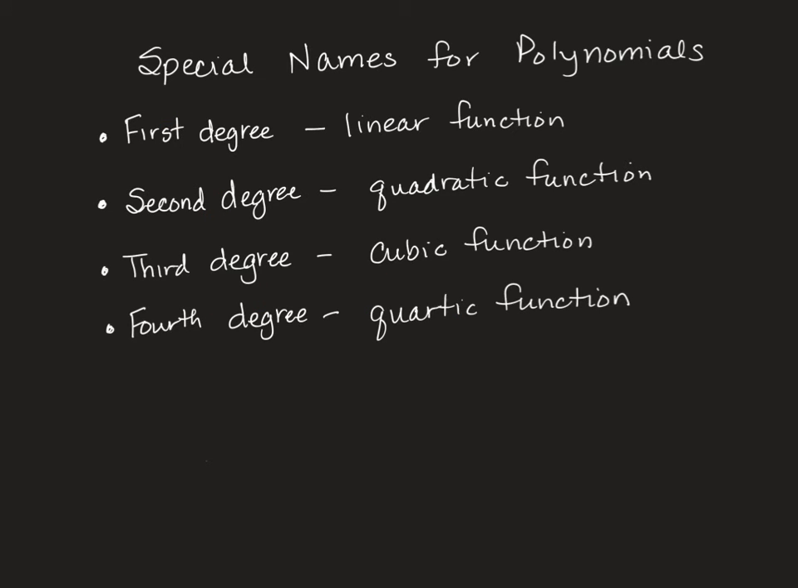Oops, I skipped the page. So there are some special names for polynomials. A first degree is a linear function, a second degree is a quadratic function, third degree is called a cubic function, and fourth degree is called a quartic function. These are the special names. After that, it's just a polynomial function. We don't give it a specific name. Take these down.